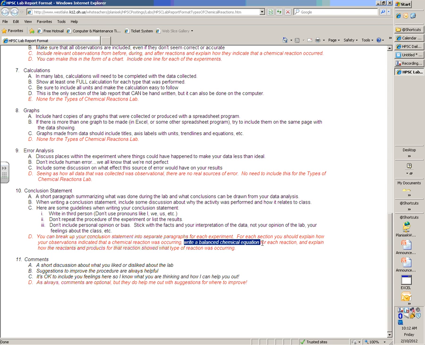Second, a balanced chemical equation for each reaction. Third, based on the reactants and the products for that experiment, what you saw first, what you saw at the end, how did you know that you were looking at this type of reaction? How do your reactants for the magnesium, before and after, indicate that that was a synthesis reaction? Those three parts for each of the four experiments.